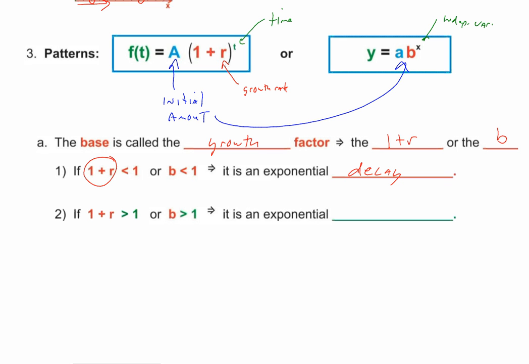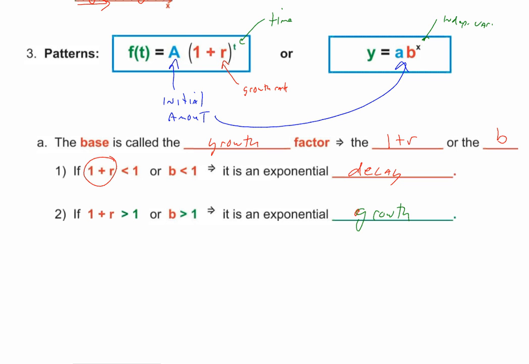But if 1 plus R is greater than 1, or B is greater than 1, it's got to be an exponential growth. That should be green. And we're going to go up and away. Exponential growth. Right now, the banks have a negative interest rate. That means, unfortunately, it's an exponential decay. You put your money in the bank and a month later you have less money than you put in. That's what negative interest rate means.